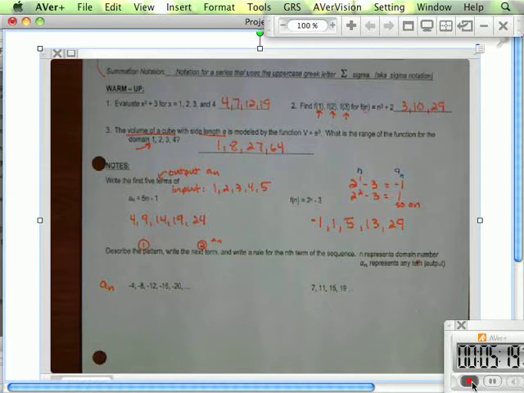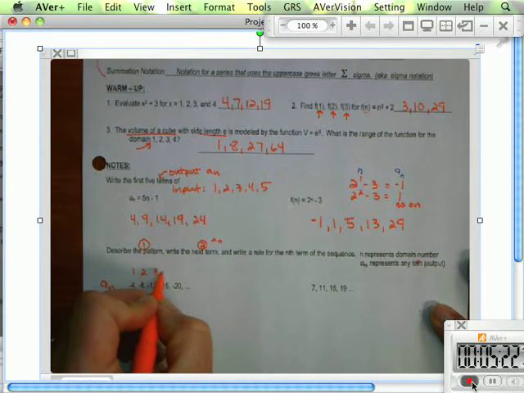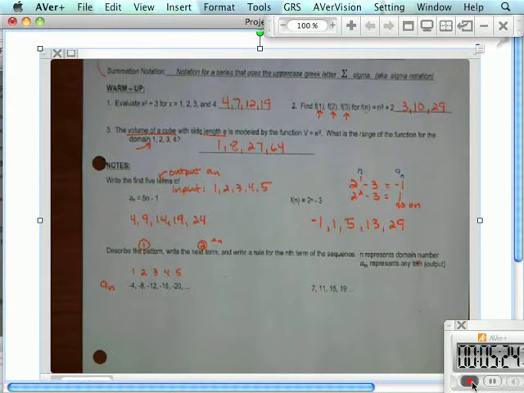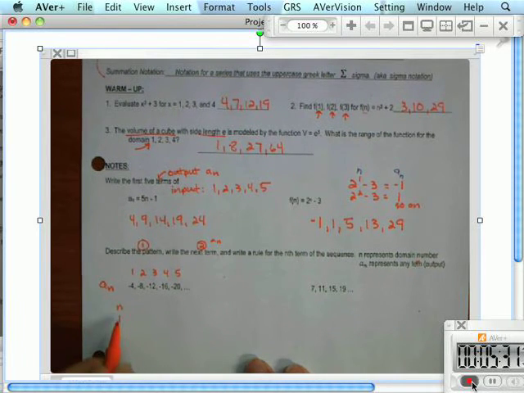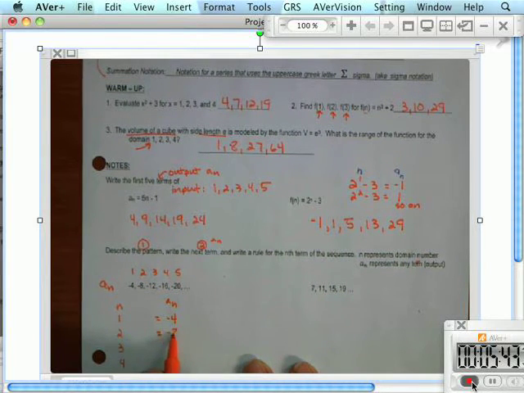Okay. So if you remember, my input is 1, 2, 3, 4, 5, right? So this is an easy one, but this is how I start out figuring out what it is. I'm going to list my n's. 1, 2, 3, 4, 5. I'm going to list my A of n's that they gave me. So I got to do something to 1 to get negative 4. I got to do something to 2 to get negative 8, and so on.